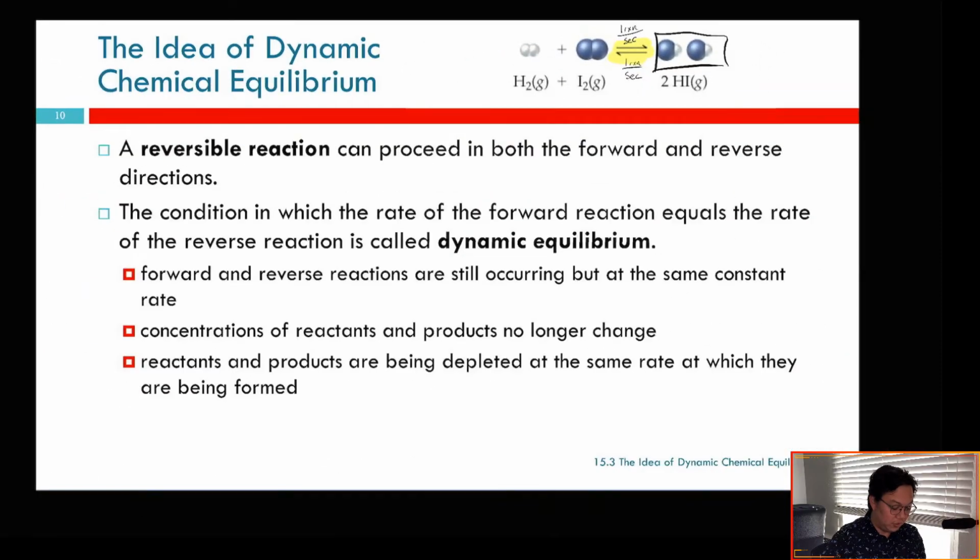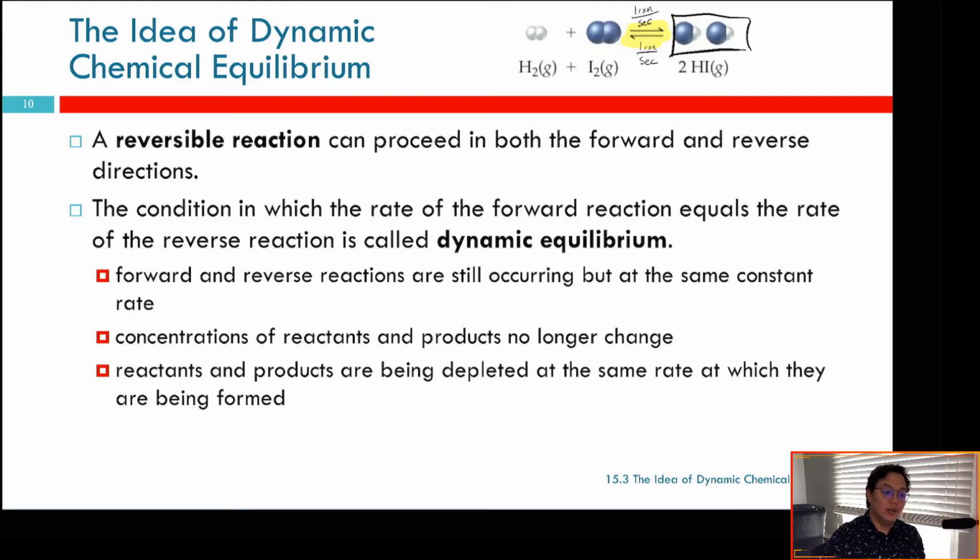If those reaction rates change, then we'll see some rebalancing. But again, since we talked about as the number of reactants decreases, the rate decreases, I guess I'm getting a little bit ahead of things, but we'll talk about that more in a second. So the concentration of reactants and products no longer changes. The reactants and products are being depleted at the same rate at which they're being formed. So an example up top here at 1 reaction per second.